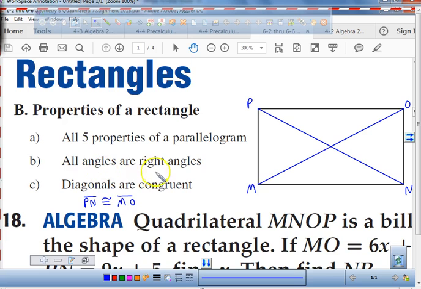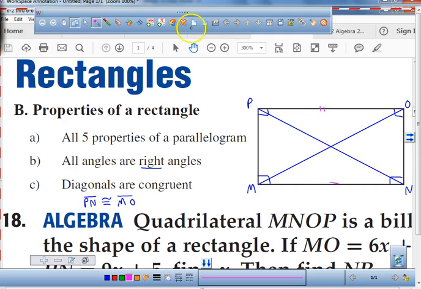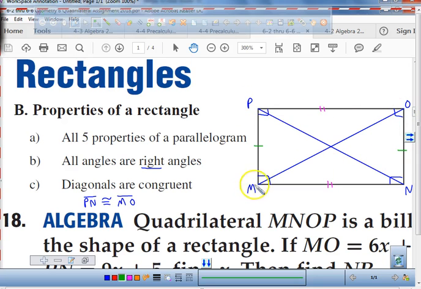Also, it says all the angles are what? Right angles, which means that's a right angle. That's a right angle. That's a right angle. And that's a right angle. So we have 1, 2, 3, 4 right angles. Now we should remember already that opposite sides are congruent. That's one of the properties of all parallelograms. Opposite sides are equal. So we know P to M and O to N are the same. P to O, M to N are the same. So we know opposite sides are equal.